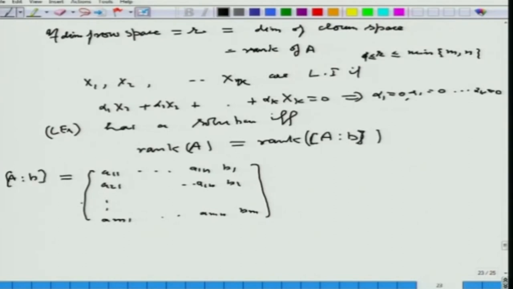Again here, the rank of the augmented matrix cannot be larger than m, but if r is smaller than m, then it might be that the rank might increase. If the rank increases, obviously we will not have any solution, because it is if and only if. So, if the rank of A is the same as the rank of the augmented matrix, that means if you adjoin this column its rank does not increase, then it will have a solution.